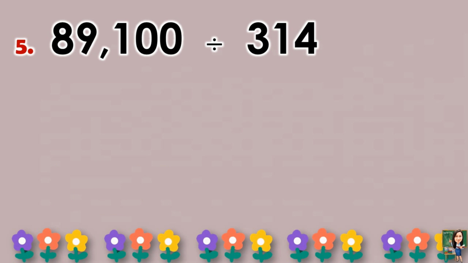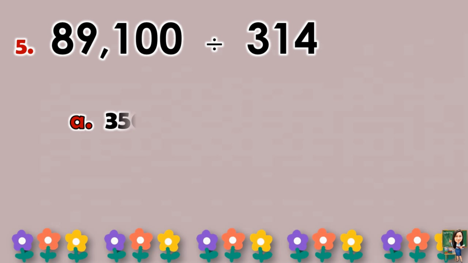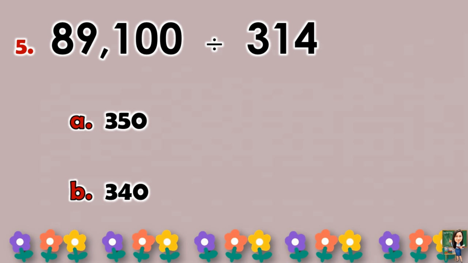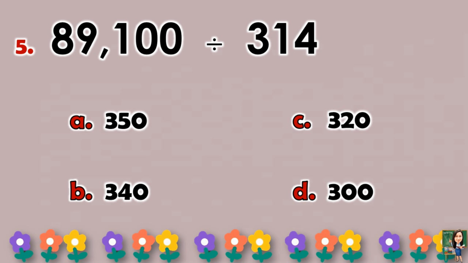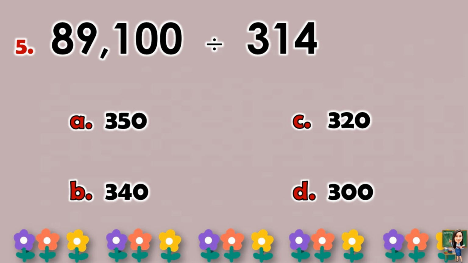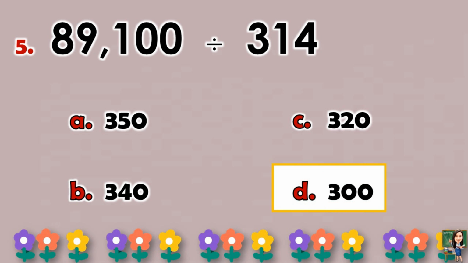Number 5. 89,100 divided by 314 equals A, 350, B, 340, C, 320, or D, 300. What is the correct answer? Very good! The correct answer is letter D, 300.